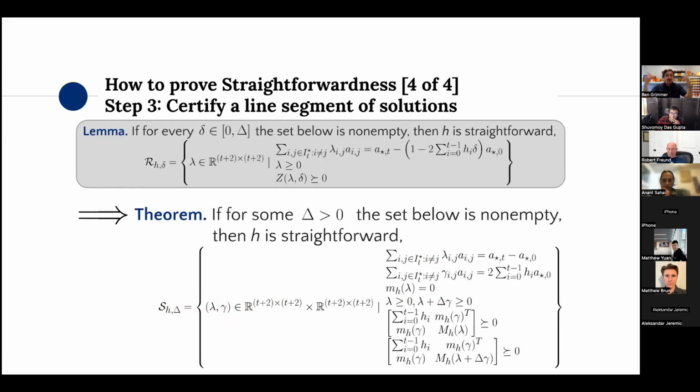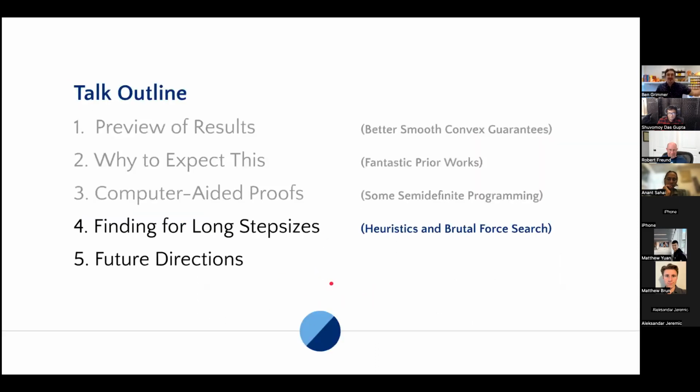So the problem can now be reduced all the way down to finding a single feasible element of this set. If we can do that, then we get our rates. And that's something I can hand off to my computer. I can ask my computer, go find a feasible solution to this semi-definite program. So it can really be automated away, the way of proving that H is straightforward. Okay, so that gives us a proof technique. We can now just ask our computer to prove it. It will come up with a certificate lambda and gamma and return that to us. And then we know we have a better rate.